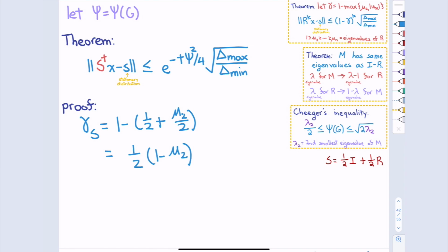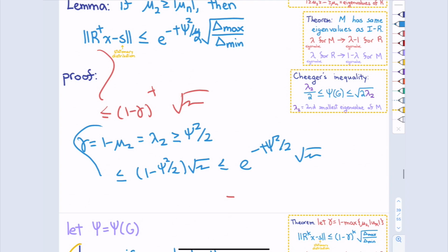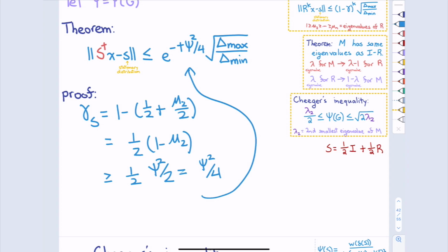Something like that. And then what did we show last time? I don't want to do it again. This is at least the conductance of the graph squared over 2. That's where we got our 4. And then we plug that in, and that's that. So the conductance is related, not necessarily to the convergence of the random walk, but to the convergence rate of the lazy random walk, which is similar.